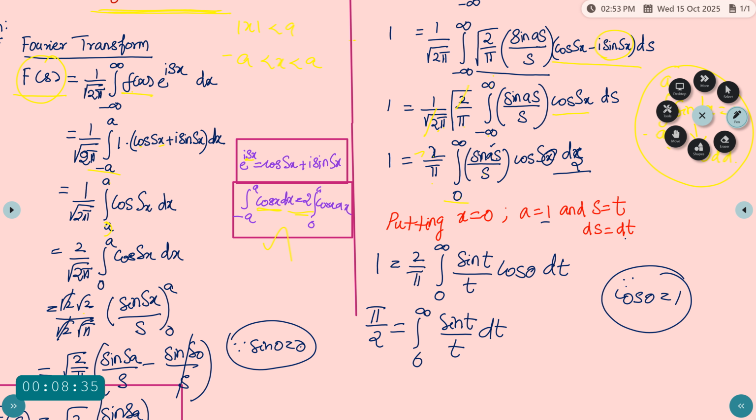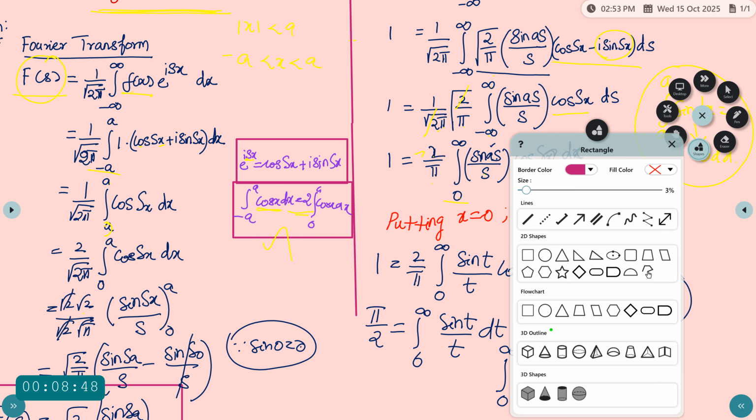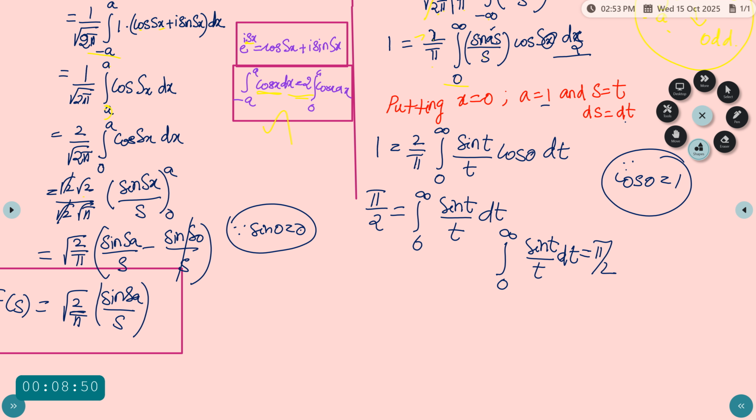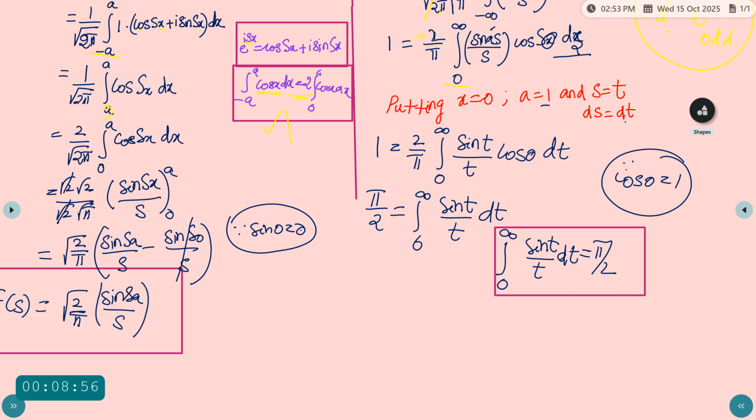So finally, what is the answer for the inverse Fourier transform? They ask, we prove that the integral 0 to infinity sin t by t dt is equal to pi by 2. That is the final answer for the inverse Fourier transform. Thank you.